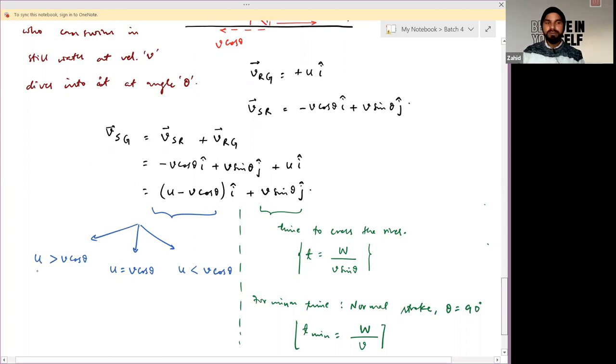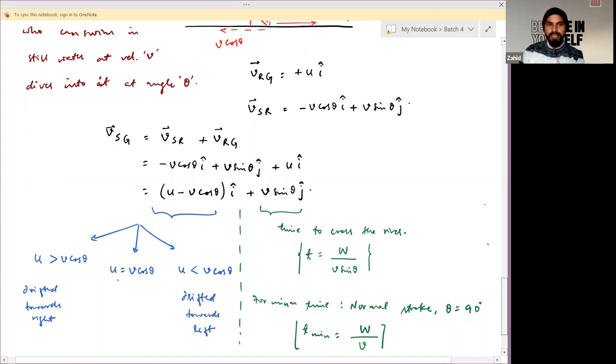If u is greater than v cos theta, it means the flow of the river is greater than the x component of the swimmer's velocity, so the swimmer will slightly shift and get drifted towards the right. And in the last case, if u is less than v cos theta, the swimmer will get drifted towards the left.